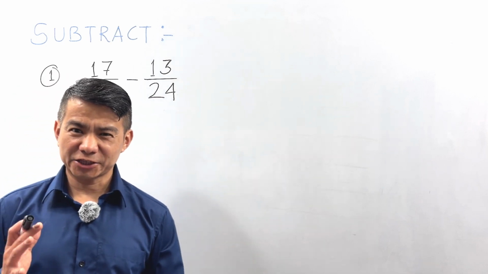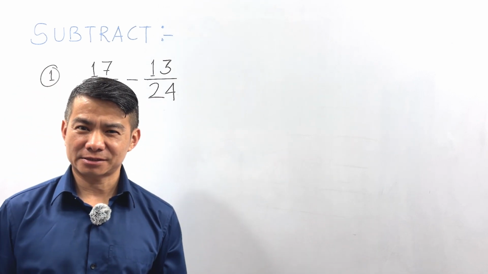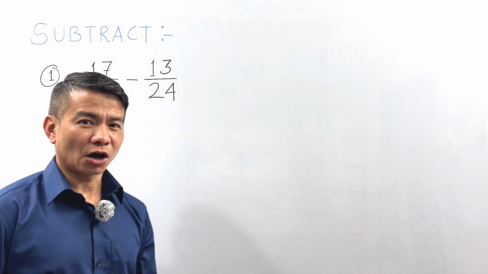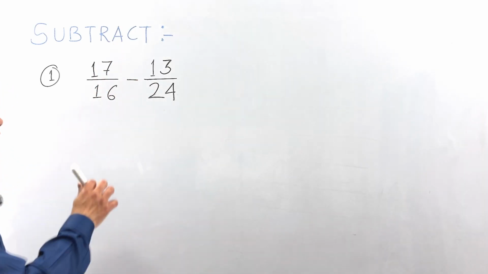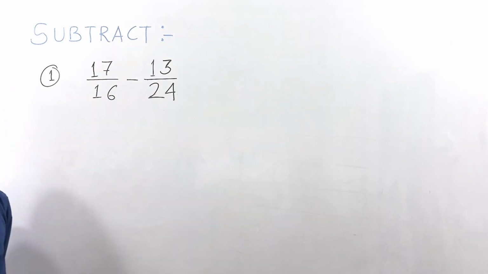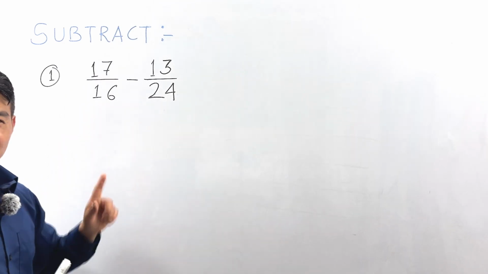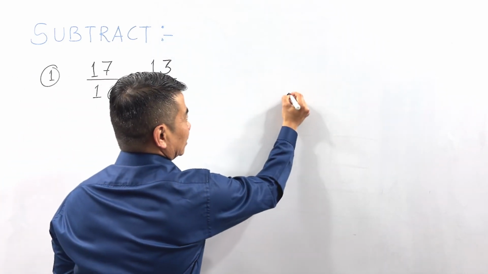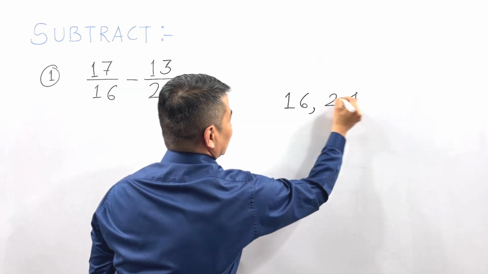In fractions, the students look at the numerators first, but the denominators decide everything. So in today's video, we learn how to subtract fractions with different denominators. When the denominators are different, you find the LCM of the denominators. So we find the LCM of 16 and 24, since they are the denominators.